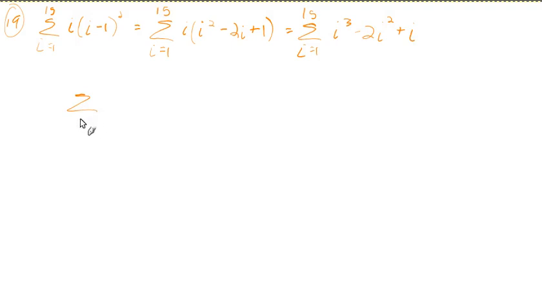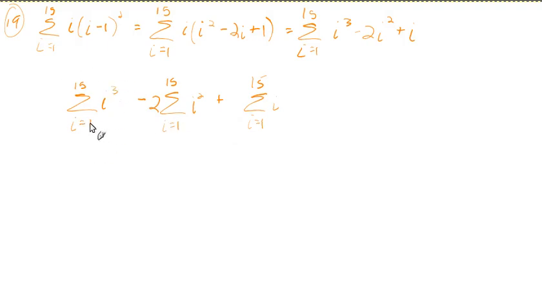So we'll have the sum from I equals 1 to 15 of I to the third. That's got a formula. Minus the sum from I equals 1 to 15 of 2I squared. Well, that is a constant, so we'll pull out that 2, and we'll just leave I squared there, and there's a formula for that, plus the sum from I equals 1 to 15 of just I. Right, because we would apply the rule to this for I equals 1 through 15, do the same for 1 through 15, 1 through 15. So we might as well just split them up into their own sums.